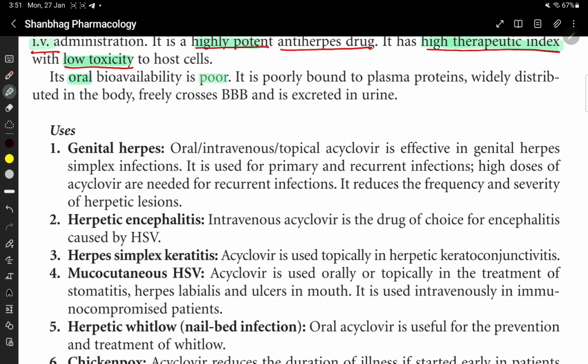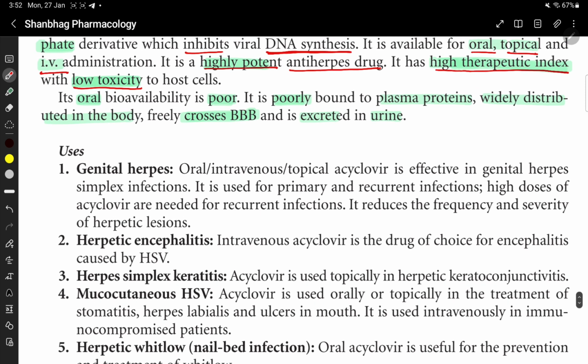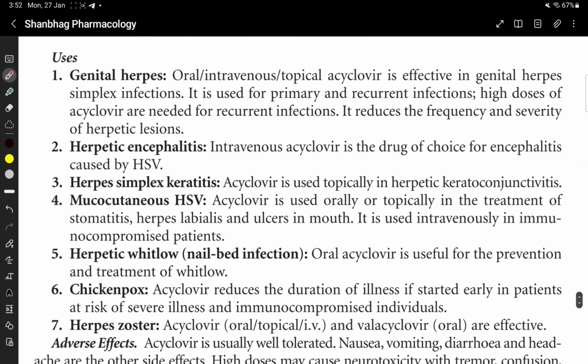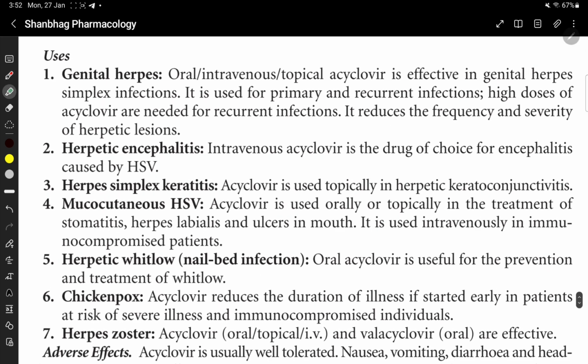Oral bioavailability is poor, it is poorly bound to plasma proteins, widely distributed in the body, freely crosses the blood-brain barrier, and is excreted in urine. Now let's see the uses of acyclovir.